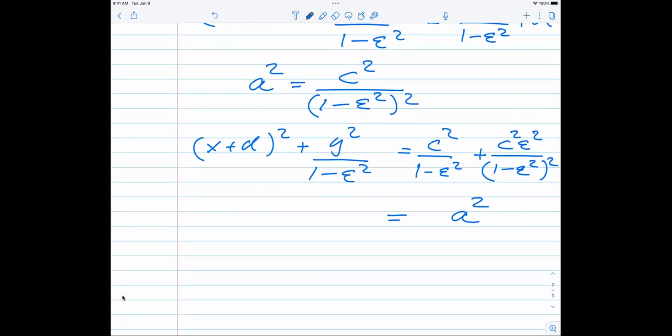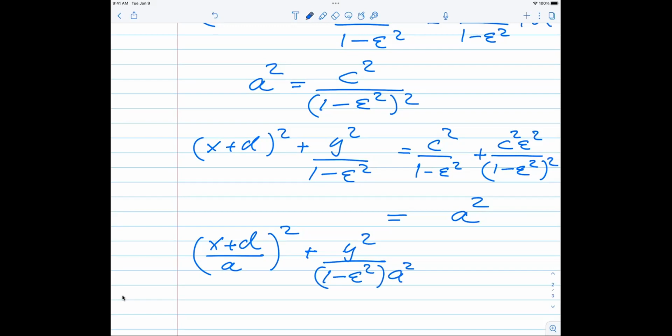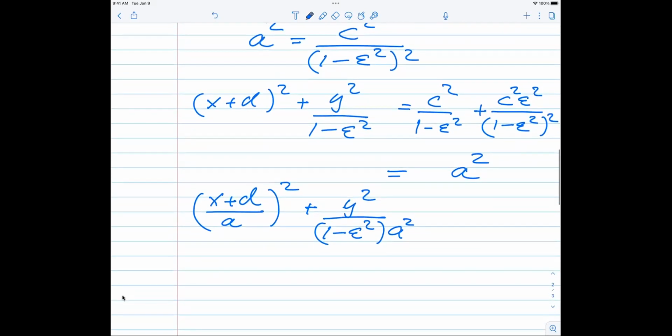Then I divide by a squared on both sides. So I get (x + a d / a) squared, plus a y squared, or 1 minus epsilon squared times this constant a squared. And I can rewrite this in terms of a new constant. So now you're asking, where is this guy going with all these constants?